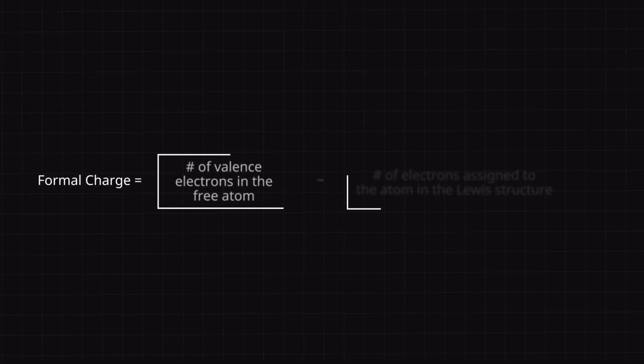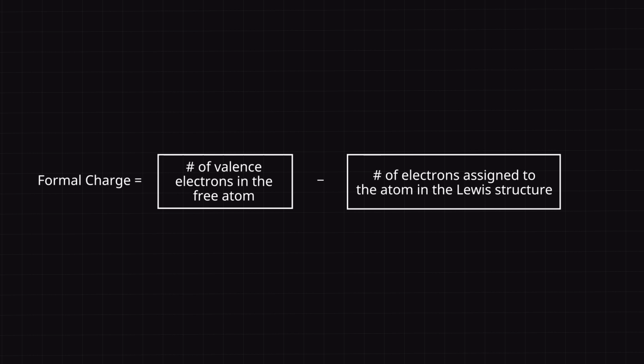In assigning formal charge to an atom, we start with the number of valence electrons the atom would have as an isolated atom. We then subtract the number of electrons the atom has assigned to it in the Lewis structure. If these are equal, formal charge is 0. The atom has neither lost nor gained electrons by joining with the other atoms to make this molecule. Otherwise, it develops a formal charge.